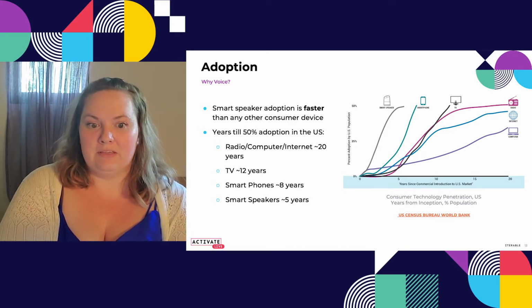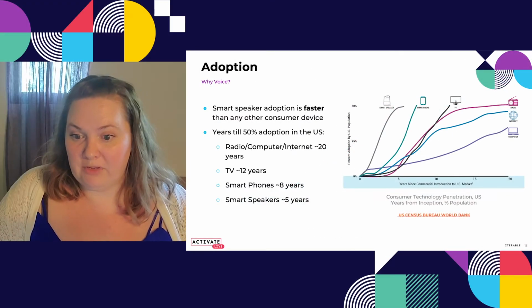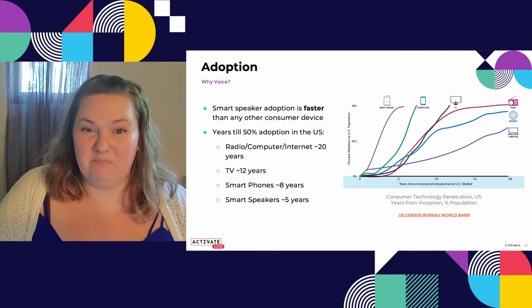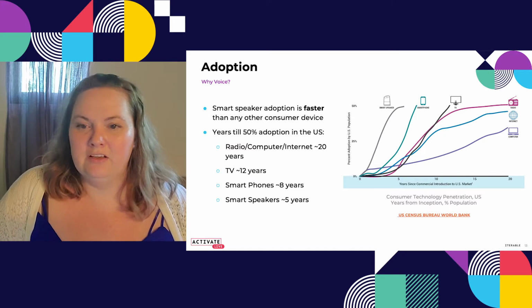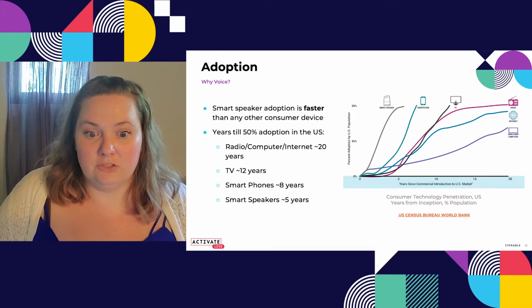So what that means is that more than 50% of the population in the US has already adopted a smart speaker. So the users already exist, and we got to this point faster than users picked up smartphones, then got onto the internet, then computers, radio, television, faster than any of those things. So this is definitely something your brand is going to need to pay attention to.